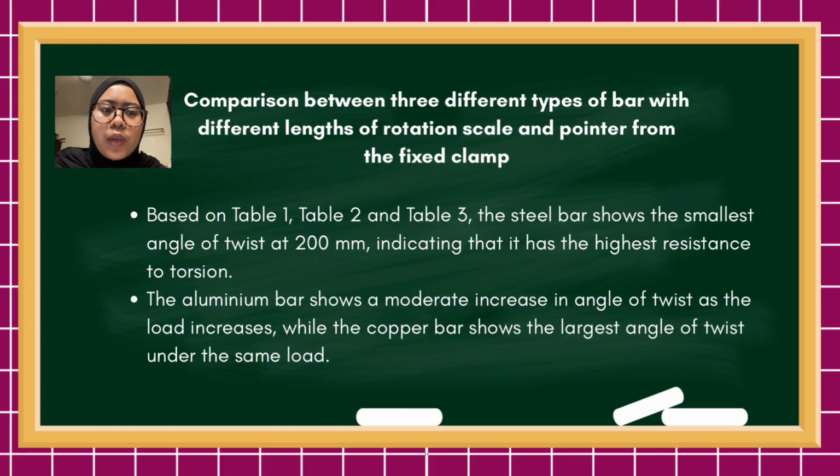So based on table 1, 2 and table 3, the steel bar shows the smallest angle of twist at 200 mm, indicating that it has the highest resistance to torsion. The aluminium bar shows a moderate increase in angle of twist as the load increases, while the copper bar shows the largest angle of twist under the same load.